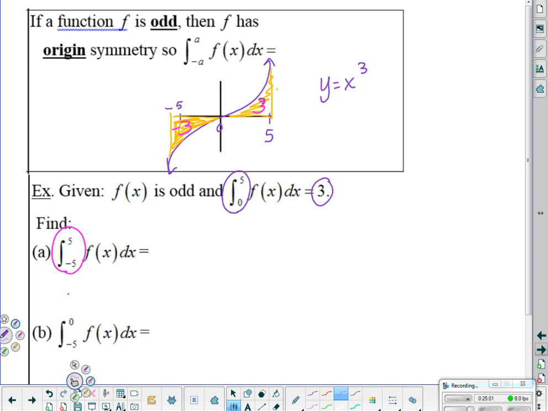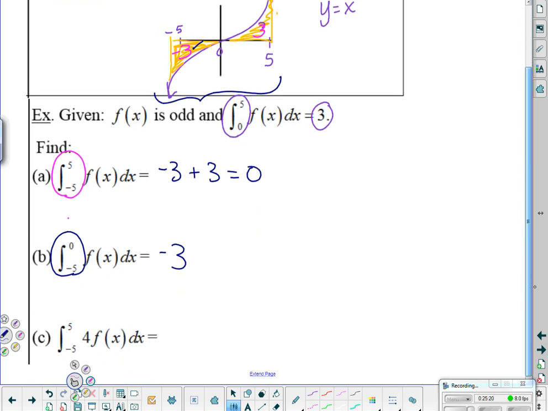So I can tell from -3 to +3, they zero out. I'd have -3 plus 3 gives me 0. -5 to 0, then we're talking this region. That's a -3. And there's one more question. I think it's a 4 multiplier, which we talked about last time. Let's bring our 4 out front. -5 to 5, we've already calculated out as 0. So 4 times the 0 equals 0.